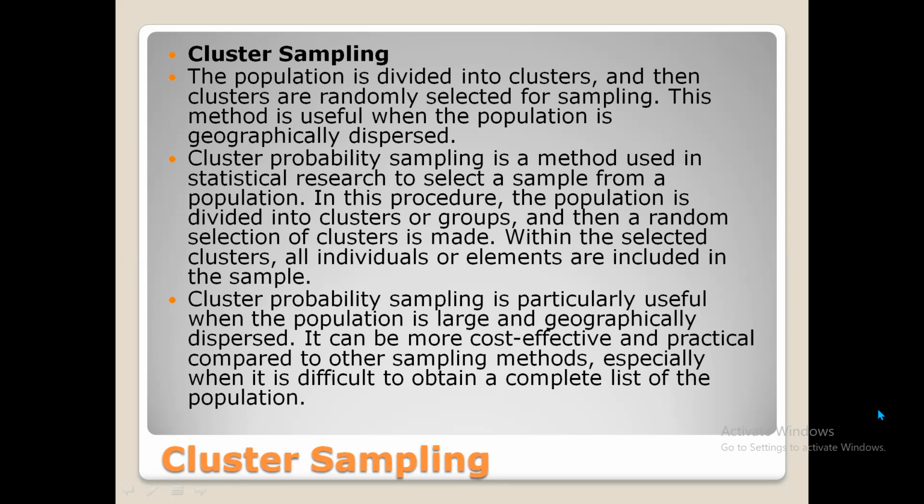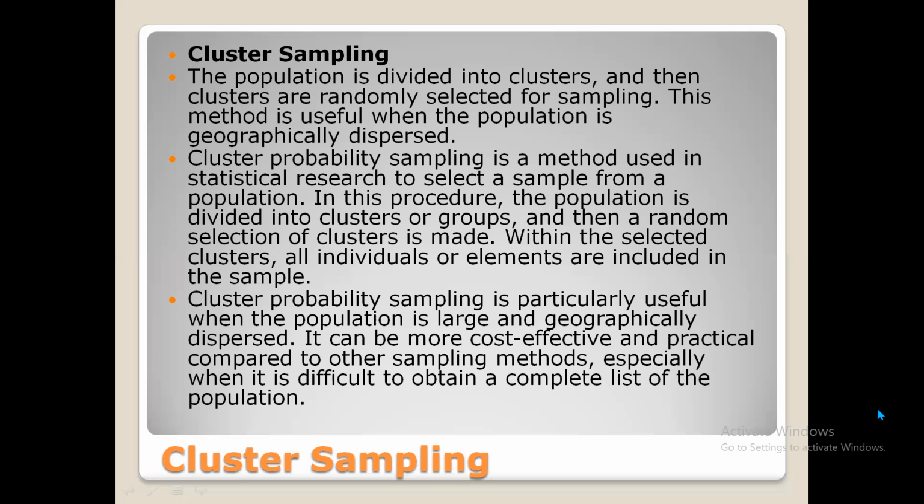Cluster probability sampling is a method used in statistical research to select a sample from a population. In this procedure, the population is divided into clusters or groups, and then a random selection of clusters is made. Within the selected clusters, all individuals or elements are included in the sample.